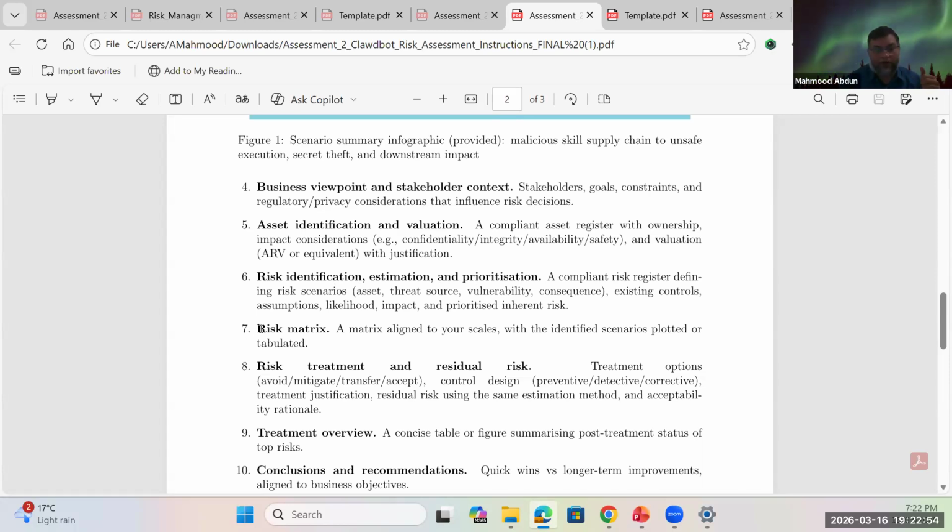So at the end of it comes the risk matrix. This is a matrix aligned to your scales with the identified scenarios plotted or tabulated. I will be showing you the template that will make things a little bit more real. Okay, just one second.